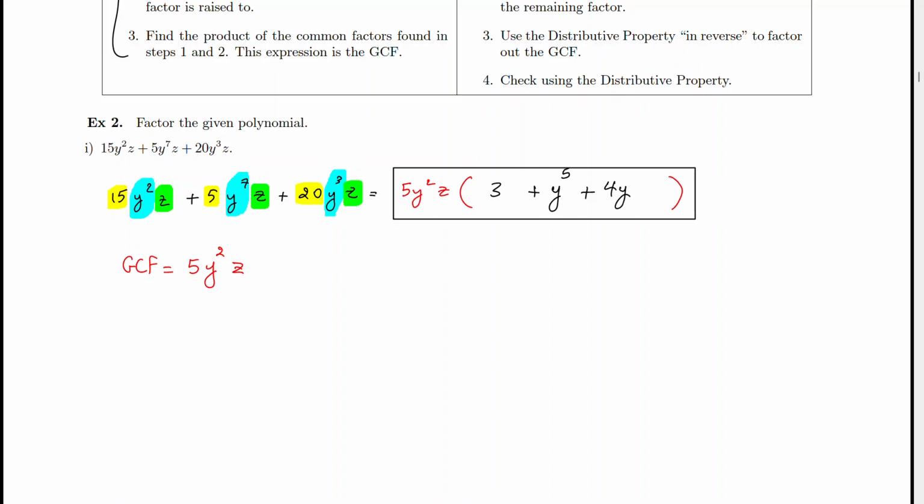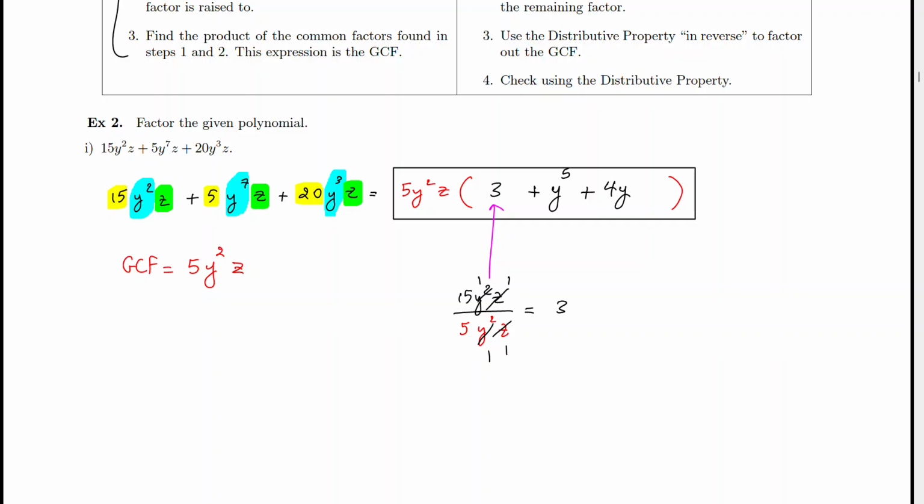Now, it may be confusing for some people to find the 3 and the y to the 5 and so on. So here's an alternate method. To find the 3, what you could do is take the original first term, which was 15y squared z, and divide it by the GCF. If I divide it by the GCF, you'll notice that some terms are going to cancel out. The z's are going to cancel out, the y squared are going to cancel out, and 15 divided by 5 will be 3. And as you can see, the number that we wrote was 3.